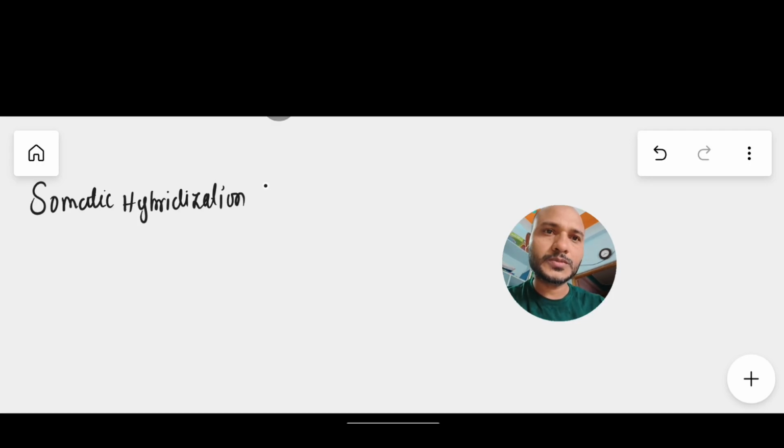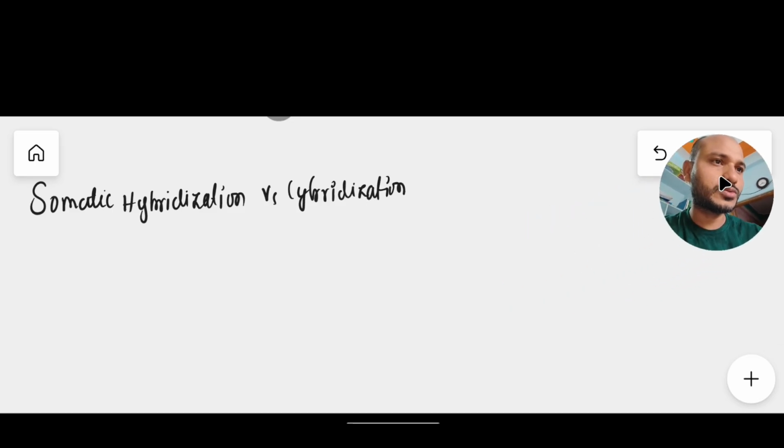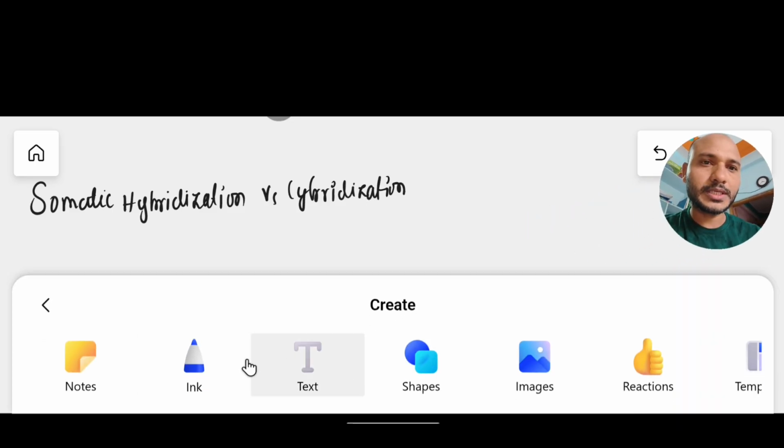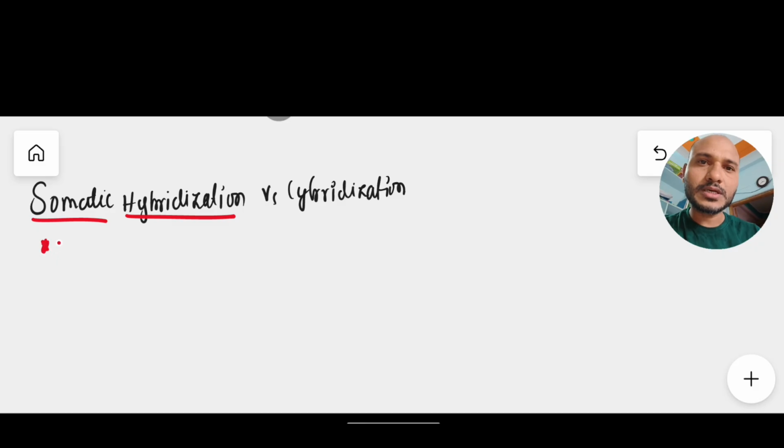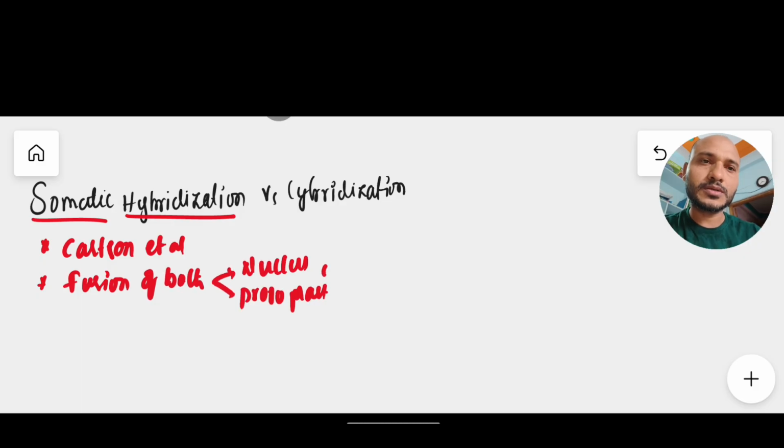Today's topic is somatic hybridization versus cybridization. In this lecture we will discuss these two topics. First, somatic hybridization. The somatic hybridization concept was given by Watson et al., in which fusion of both the nucleus and protoplast of two different species occurs. There are various steps involved in somatic hybridization.